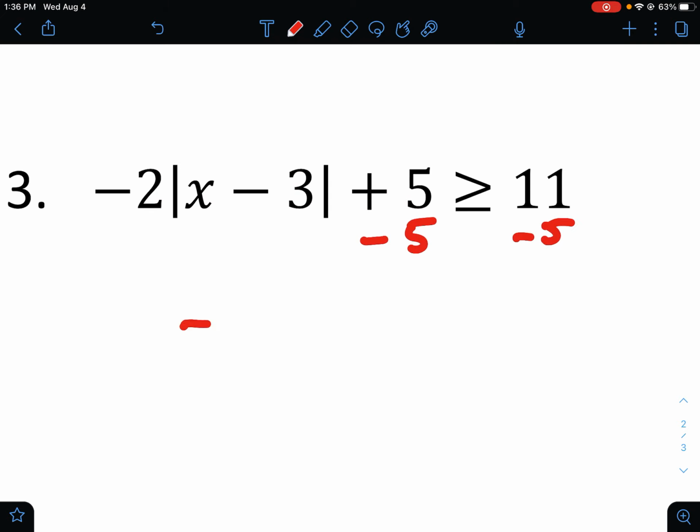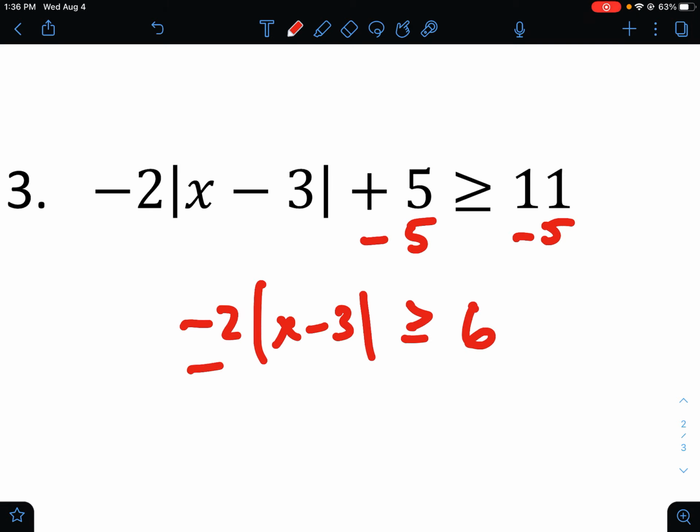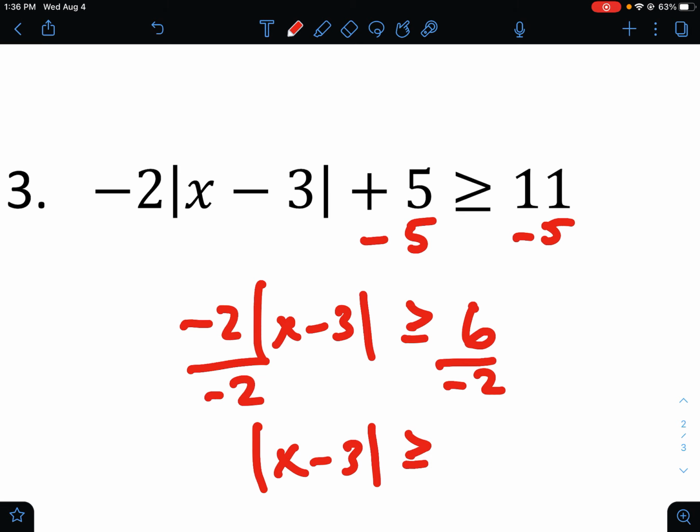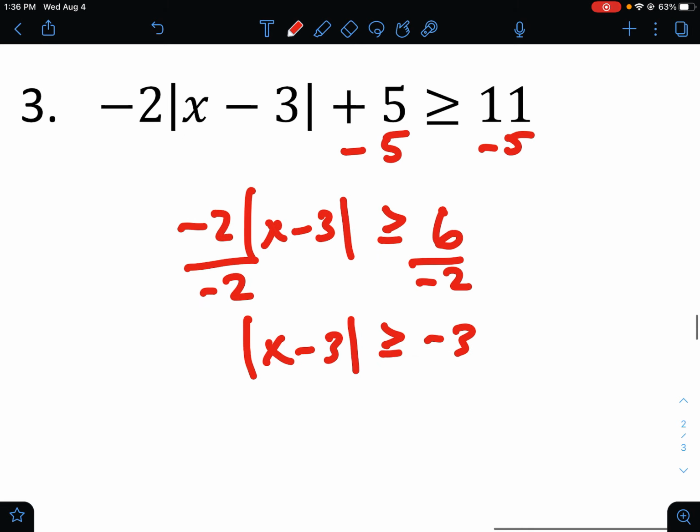subtract 5, negative 2 times the absolute value of x minus 3 is greater than or equal to 6. And then when we divide by the negative 2, we have the absolute value of x minus 3 is greater than or equal to negative 3. Now here's a problem, obviously.